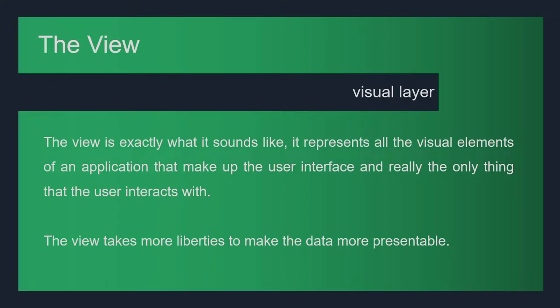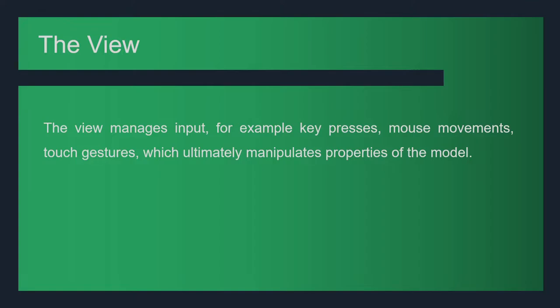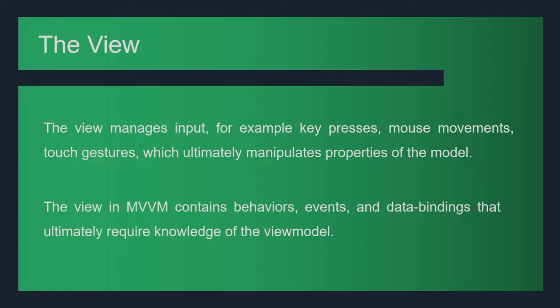The next item is the view or the visual layer, which is exactly what it sounds like. It represents the actual user interface that the end user sees and interacts with, and its purpose is to make the data look more presentable. What happens in the view, actually? The view manages the inputs and actions that a user brings, for example, key presses or mouse events, which will in the end manipulate the data from the model. Also, it contains events, behaviors, and data bindings that require knowledge of the view model.